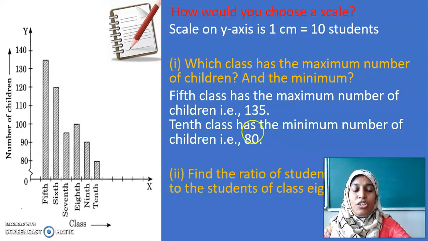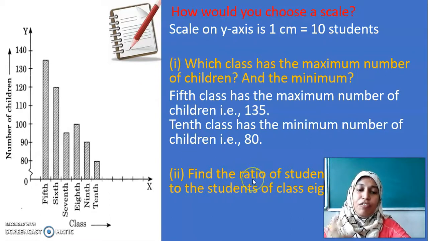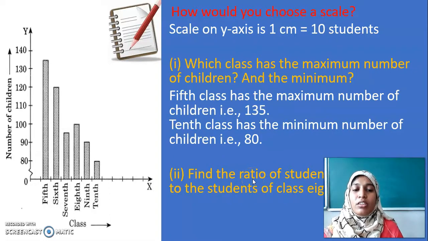Now find the ratio of class 6 to the students of class 8. Ratio shows the relative sizes of 2 or more amounts. What does ratio mean? Comparing 2 amounts. For example, if your mother is deciding to share the snacks between you and your brother or sister, you used to say, no, I want this much share and I won't give equal share to my brother. That comparison is represented using ratio.